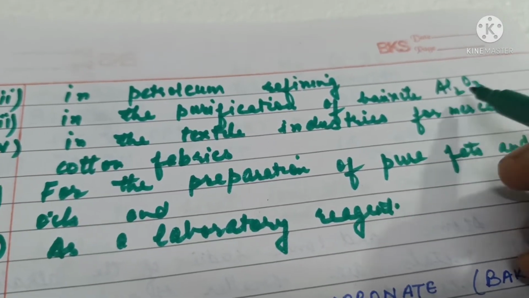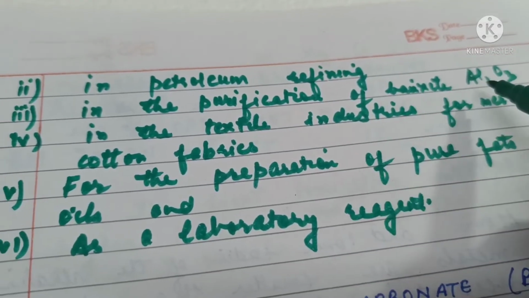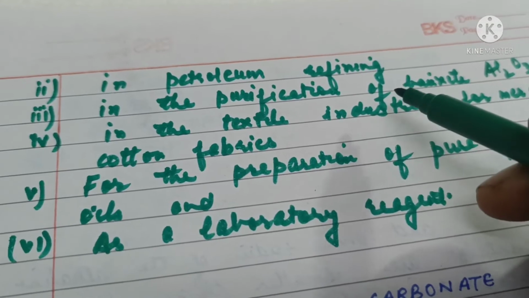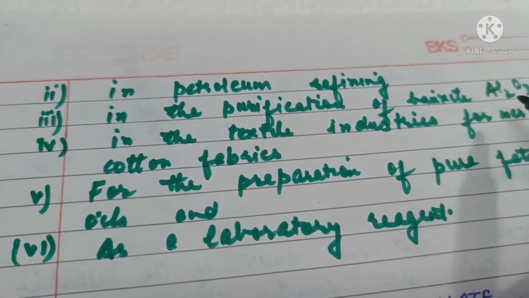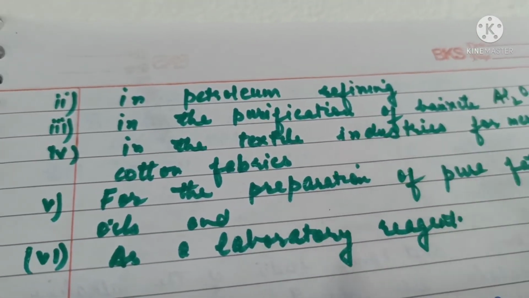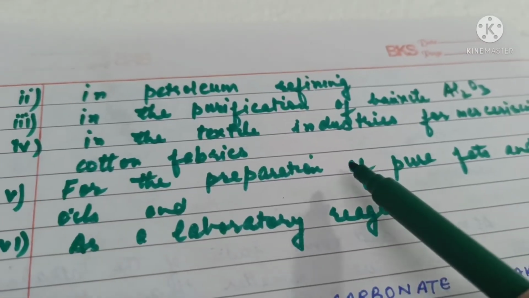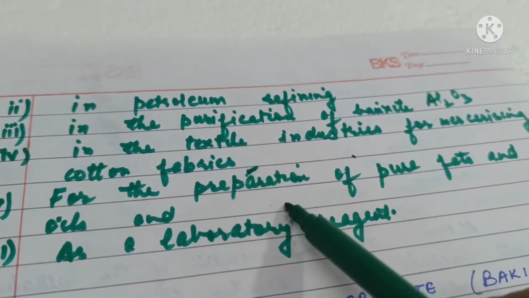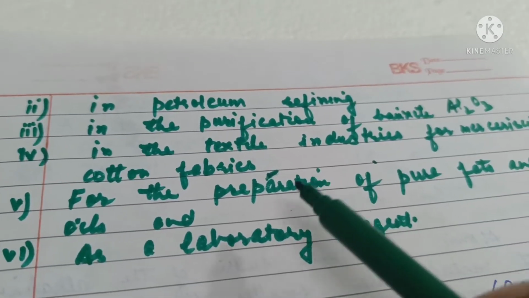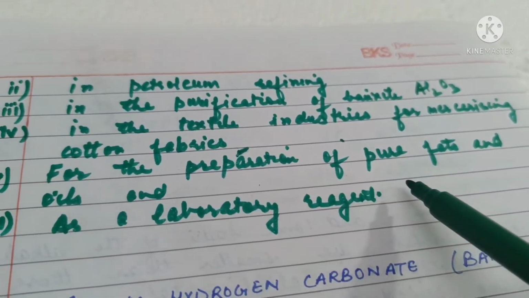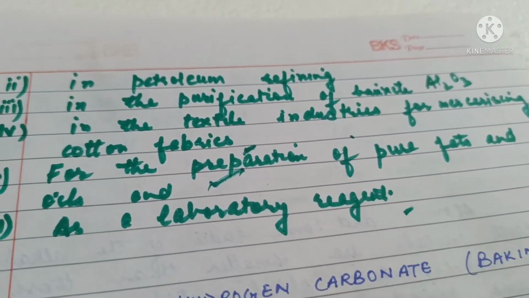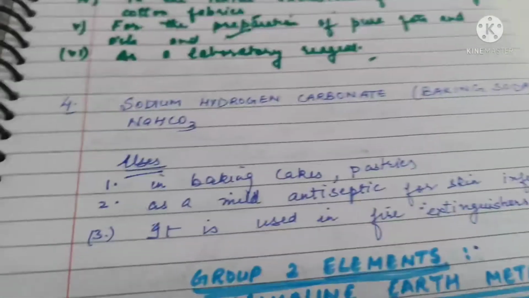So when we dip it in NaOH, it forms a soluble salt, sodium aluminate, and impurities are insoluble and can be filtered, and so it is purified. In textile industries for mercerizing cotton fabrics, NaOH is used. For preparation of pure fats and oils, it is used, and it is also used as a laboratory reagent.